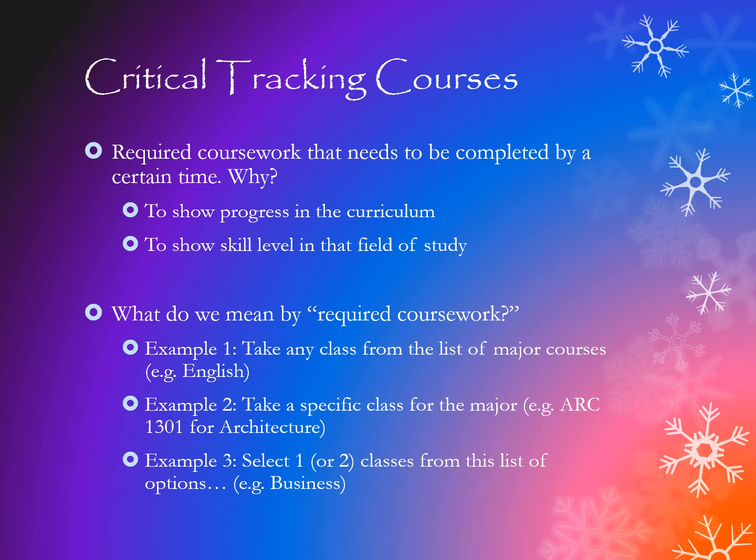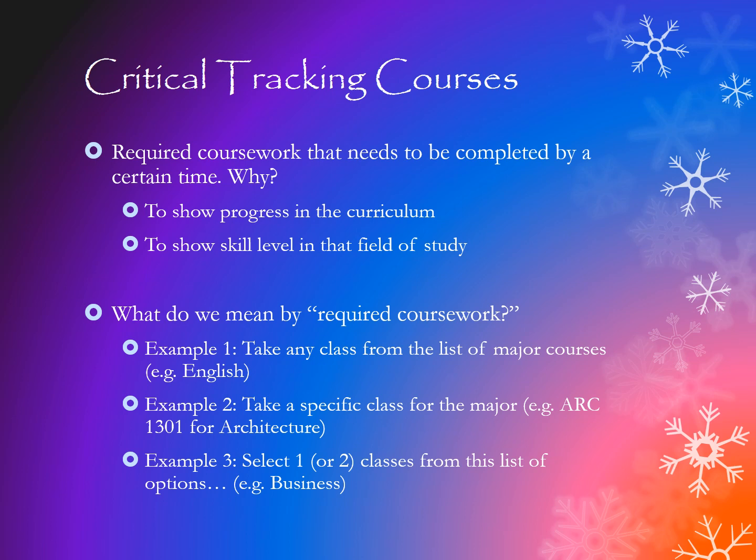For example 2, we're actually going to become much more specific. With this, the example is architecture. You have to take ARC 1301 in your first term as an architecture student if you want to meet term 1 tracking. This is a very specific class. There's no ambiguity there. There's no choice. This is the course you need to take. It's specific. You have to do it.